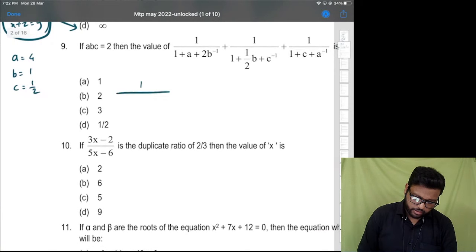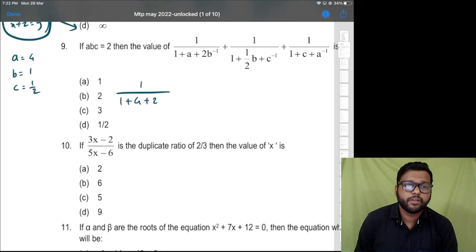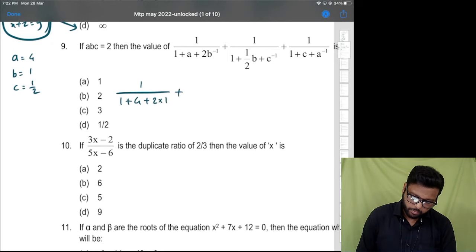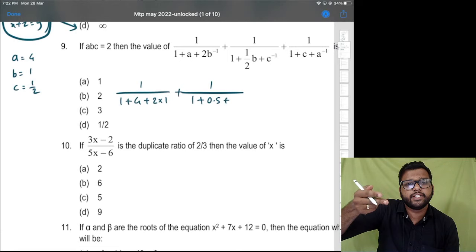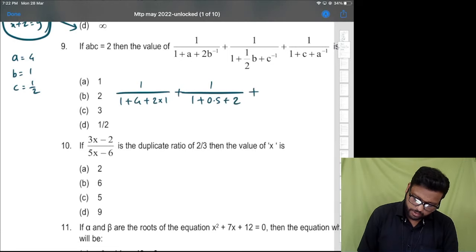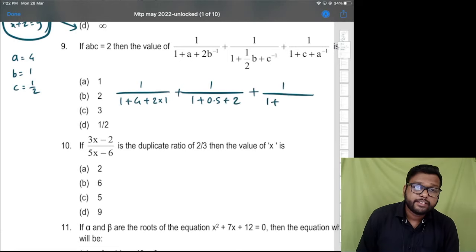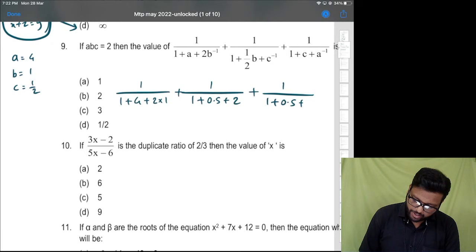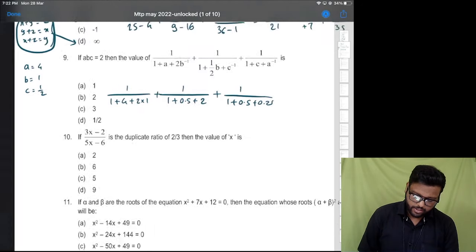1 upon 1 plus A plus 2 into B raised to minus 1 is 1 by B. So 1 plus 1 upon 1 plus half B is half, 0.5, plus C raised to minus 1. C raised to minus 1 is reciprocal of C, so 2, plus 1 by 1 plus C is what? Half, 0.5, plus A raised to minus 1 is 1 by 4. 1 by 4 is 0.25.